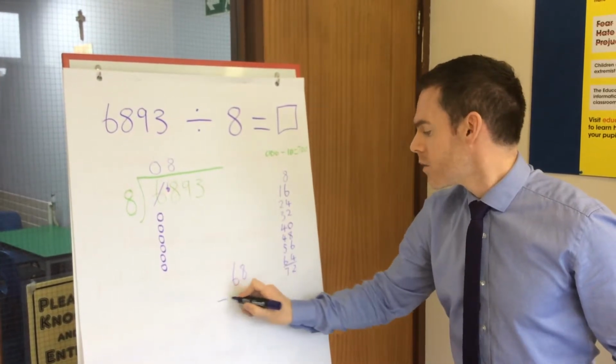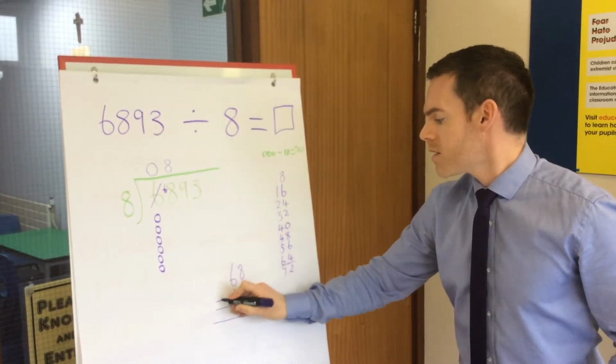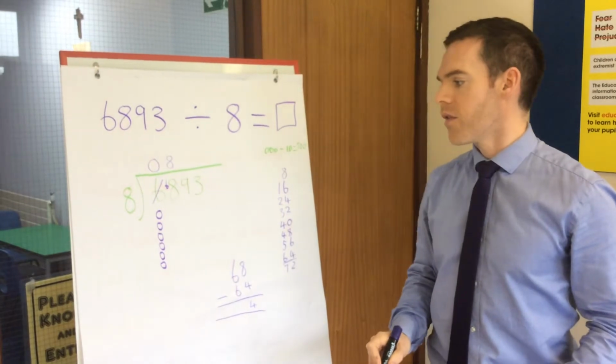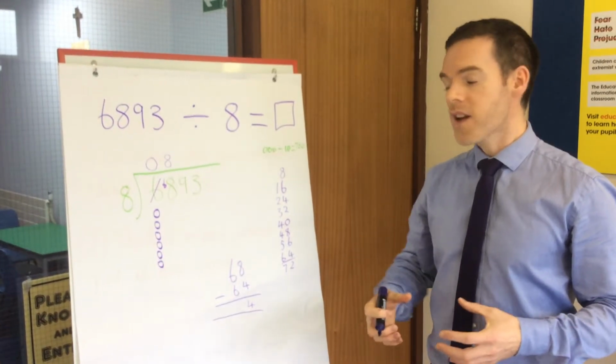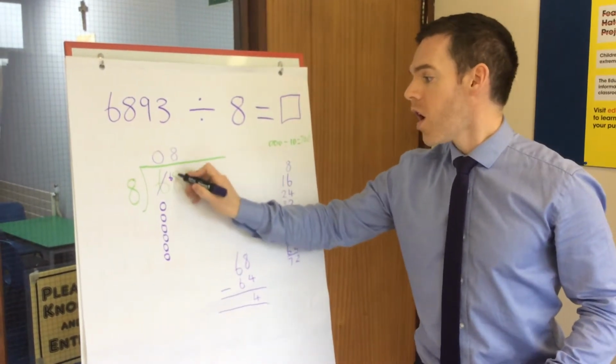68, subtract the 64 that got me 8 groups. 8 subtract 4 is 4, 6 subtract 6 is 0. So I've got 4 left. That 4 I then carry over to the next place value. So I've got 4 hundreds left.